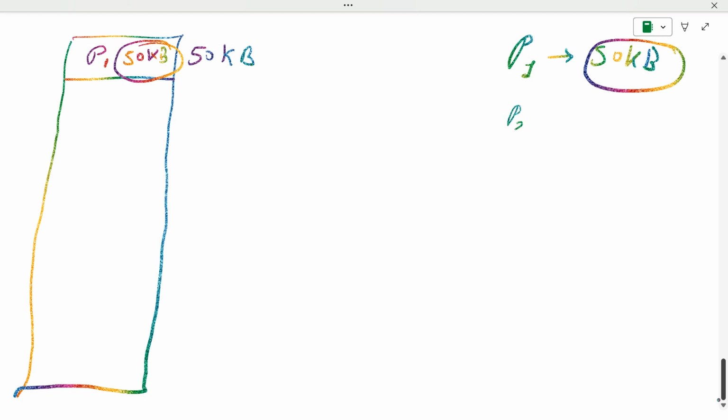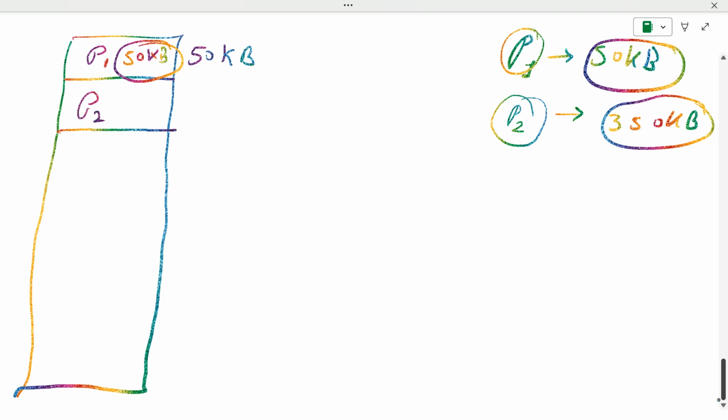Then again P2 comes, and P2 requires 350 kb, and again we have a large chunk of memory left. So this P2 gets placed here with 350 kb, so this 350 kb partition is made here.